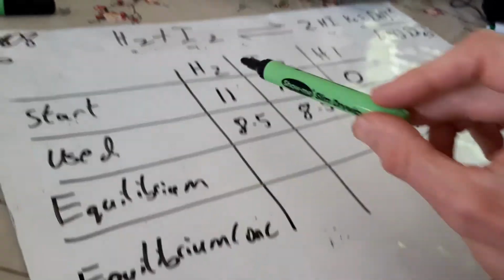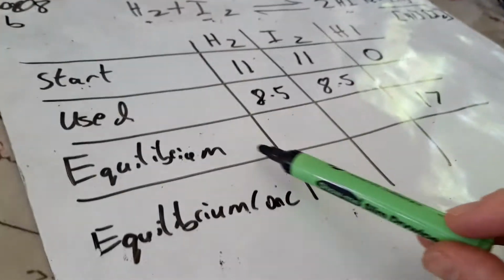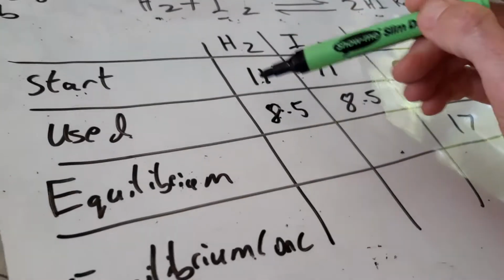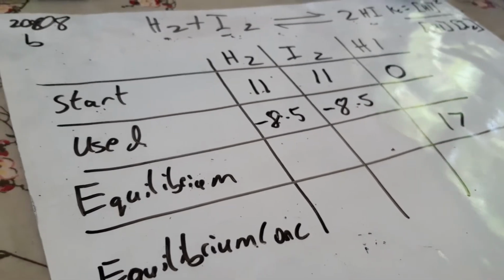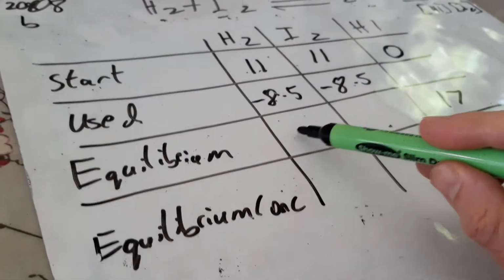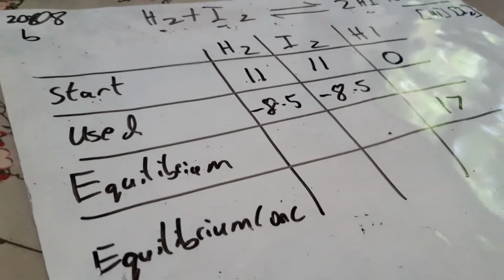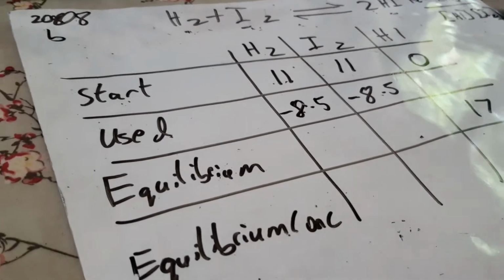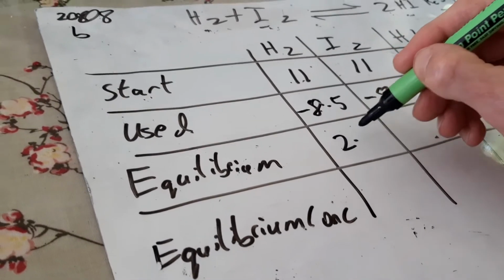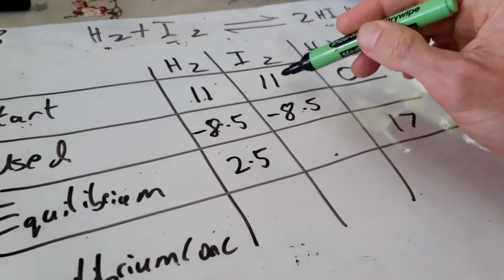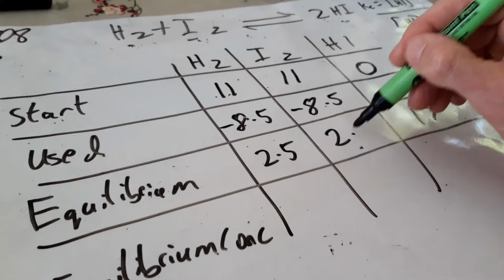And the amount of hydrogen and the amount of iodine that's left behind is whatever we had at the start minus whatever got used up. And that's what we're going to fill into these boxes here. That makes sense? So we're going to subtract 8.5 from 11 and we get 2.5. And we're going to subtract 8.5 from 11 here and we get 2.5.